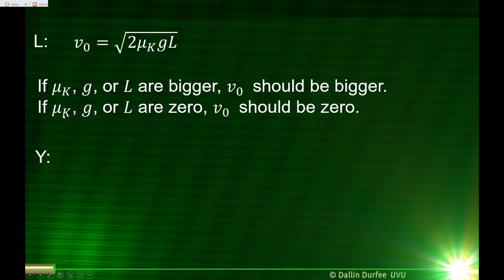All right? And if any of these are 0, v sub naught should be 0. If g is 0 or if mu sub k is 0, there's no friction force, right? If the coefficient of friction is 0 or the normal force is 0, it just glides with no friction. So it takes no velocity to go as far as I want. Or if L is 0, it takes no velocity to go no distance, no matter how big friction is. So if any of those are 0, v sub naught should be 0.